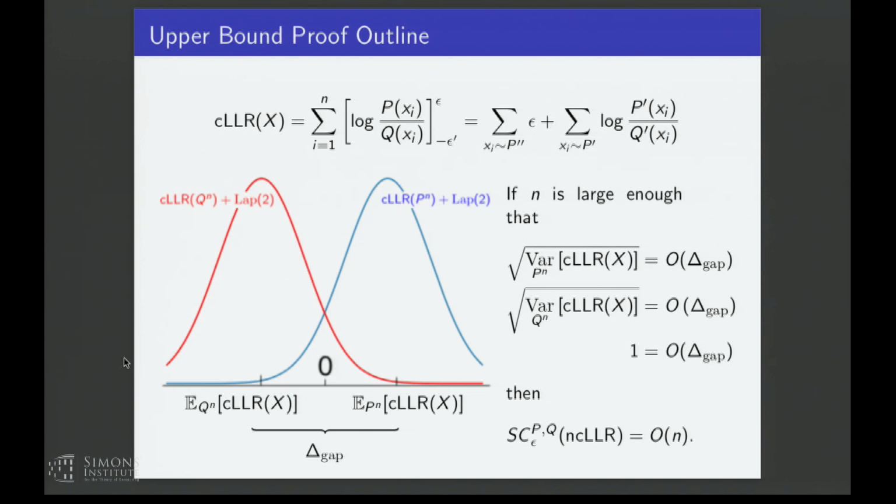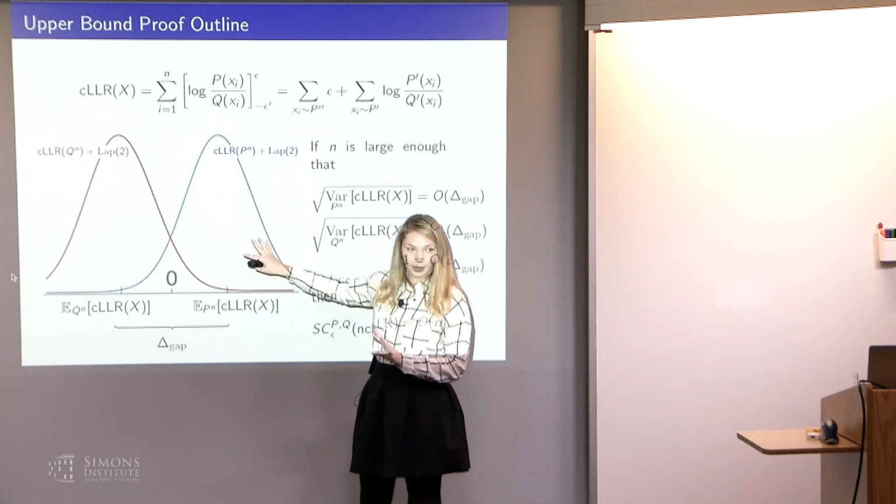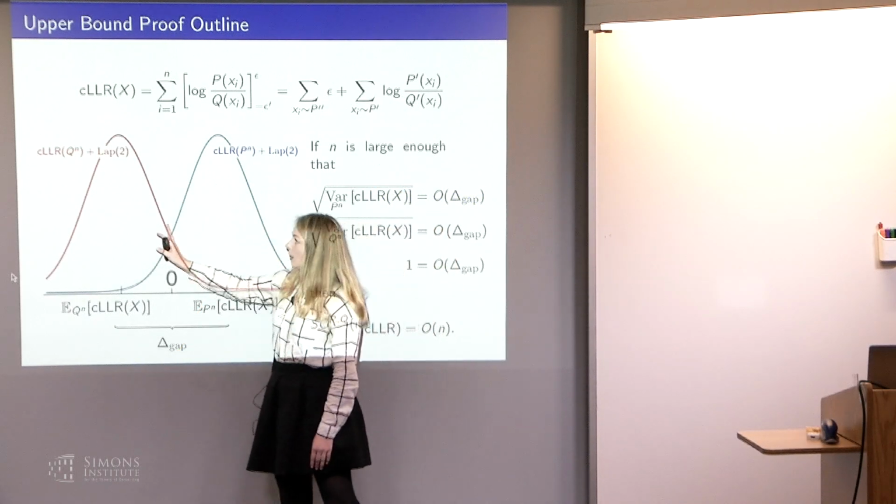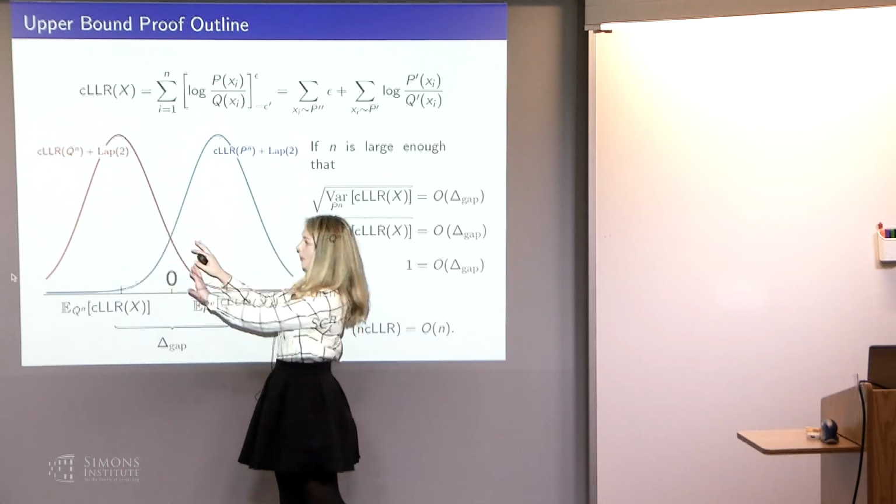Okay, so the key to the upper bound proof is to note the following. This is our test statistic given a sample from Q. So it's this clamped log likelihood ratio plus Laplacian noise. And we have the same thing over here, but for P. And so to prove that my test works, what I really need to prove is that this red distribution has most of its mass less than 0, and this blue distribution has most of its mass greater than 0. I've drawn them as Gaussians here just for illustrative purposes. We actually don't know a lot about how they're distributed. But the main thing we need is that they're separated.